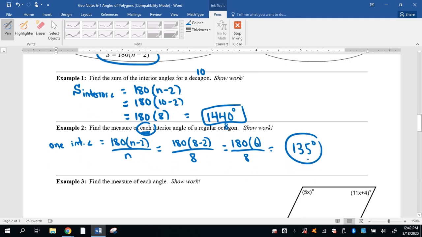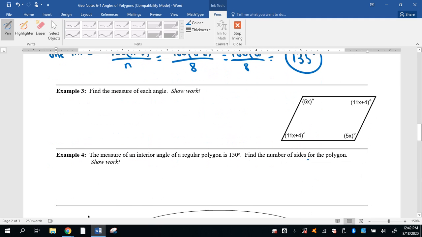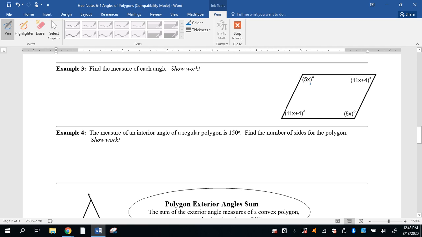Okay, number 3, find the measure of each angle. Now, we know from the chart from before that the sum of the interior angles of a quadrilateral is 360. Let's say you forgot that, or you have a problem like a heptagon and you just don't know what the sum of the interior angle measures is. So let's go ahead and use that formula first. Sum of the interior angles is 180 times the quantity n minus 2. Now in this case, n is 4. There are 4 sides. So 180 times 4 minus 2 is 180 times 2. If you already know this number, there's no need to write all of this, but if you don't, that would be required. And now I know that the sum is 360.